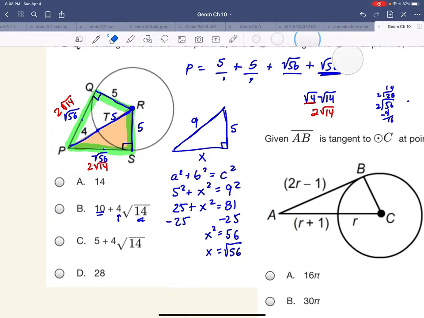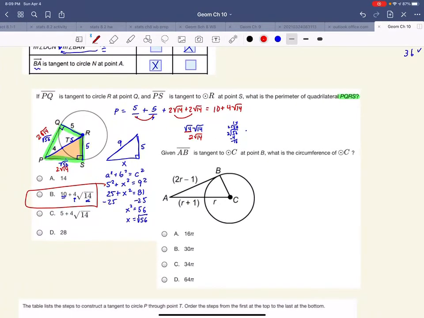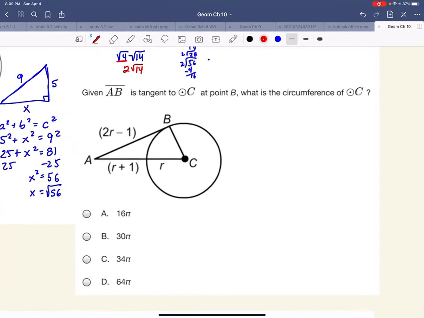We can rethink the perimeter as 10 plus 2 times the square root of 14 plus 2 times the square root of 14. I have 2 square roots of 14 twice, so that'd be a total of 4 square roots of 14. And there you have it. Final answer. All right, next question. Given AB is a tangent, so if I'm told that's a tangent, then I know that's a right angle. Find the circumference. Okay, so we have a right triangle, right? And so this should work.